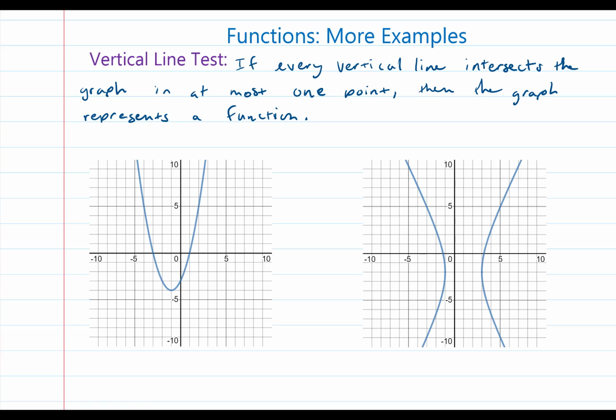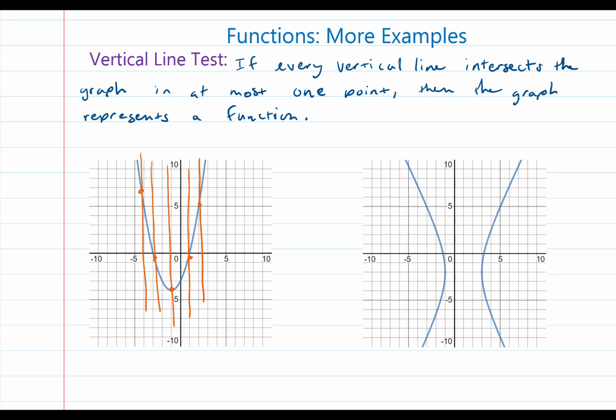So what this means is that we are going to take vertical lines, put vertical lines on the coordinate plane so that they intersect the graph, and we're looking for, is there a possibility that any of our vertical lines will intersect the graph more than once? If the vertical line intersects the graph more than one time, then that graph does not represent a function.